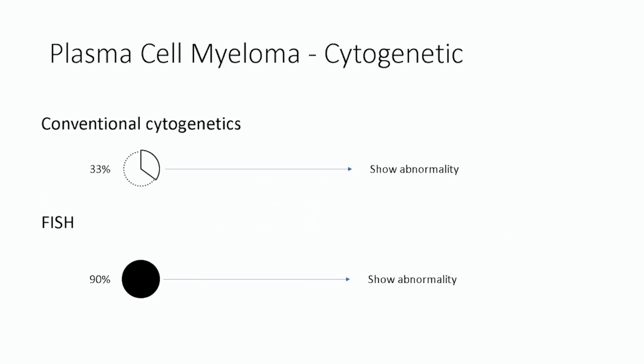And as for the means of testing, it is recommended to do FISH. FISH is the gold standard for those patients, as it shows more abnormalities. Conventional cytogenetics is kind of disappointing, where only about 30% of those plasma cell myelomas would actually show an abnormality based on conventional cytogenetics alone.